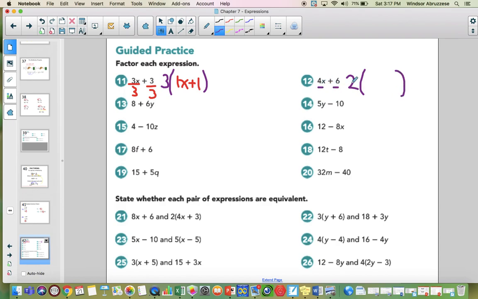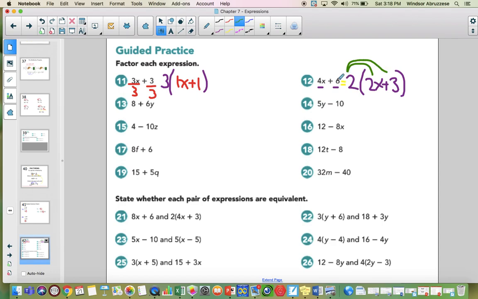Well, 4x divided by 2 is 2x plus, what is 6 divided by 2? 3. These two expressions are equivalent, right? Let's put a little equal sign there to remember that they're equivalent. And the way to double check is to distribute. 2 times 2x is 4x, and 2 times 3 is 6. Ding, ding, ding, we did it right.